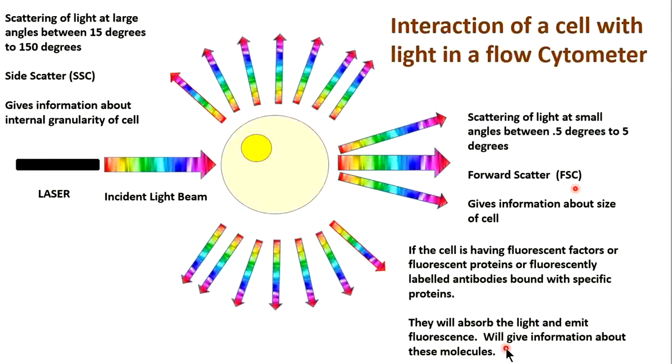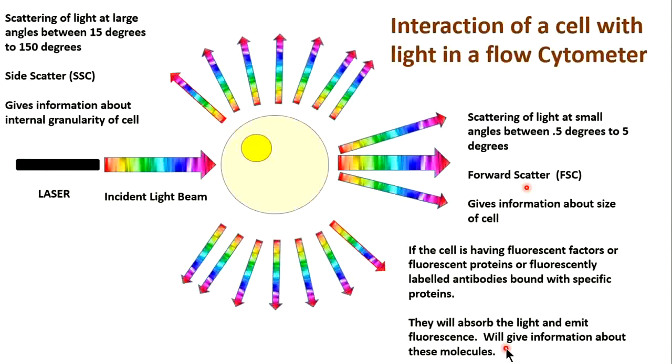Forward scatter or FSC. And this kind of scattering is giving us the information about the size of cell. So you can say if you are having a smaller cell, then you will be having less value of what? Forward scattering. And if you are having a bigger cell, you will be having more value of what? Forward scatter.